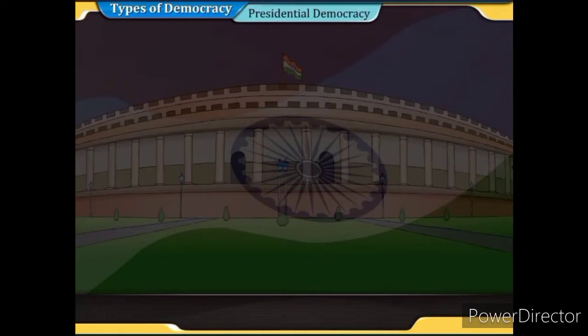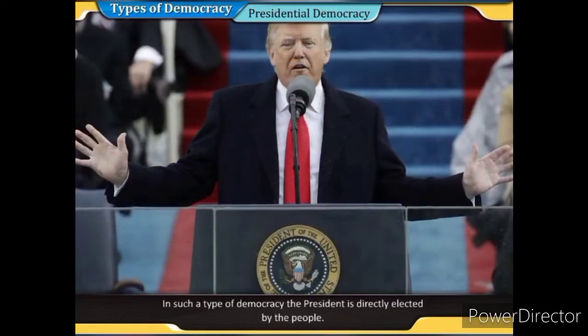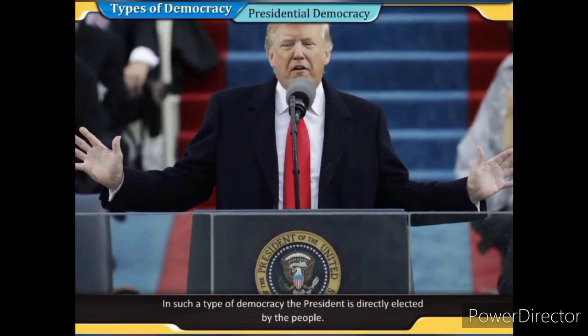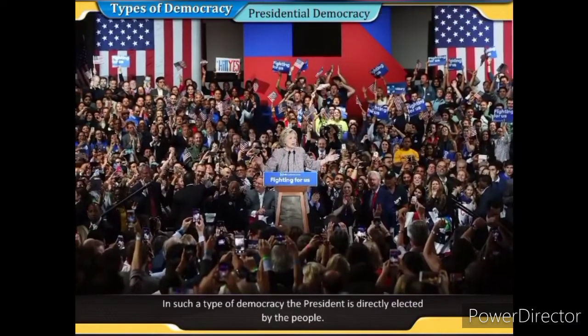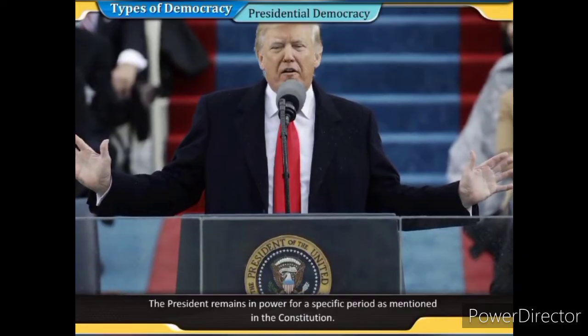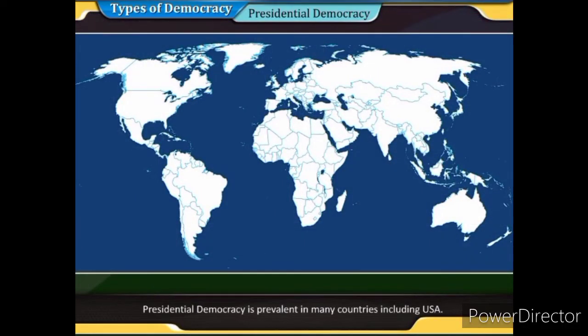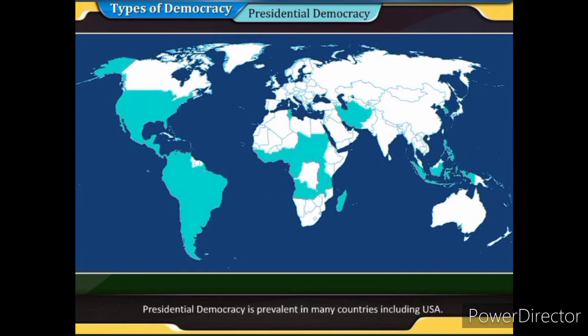Presidential democracy. Presidential democracy is the second important type of democracy. In such a type of democracy, the president is directly elected by the people. The president remains in power for a specific period as mentioned in the Constitution. Presidential democracy is prevalent in many countries, including the USA.